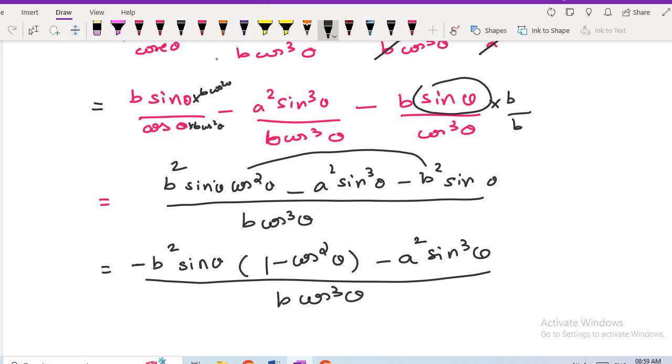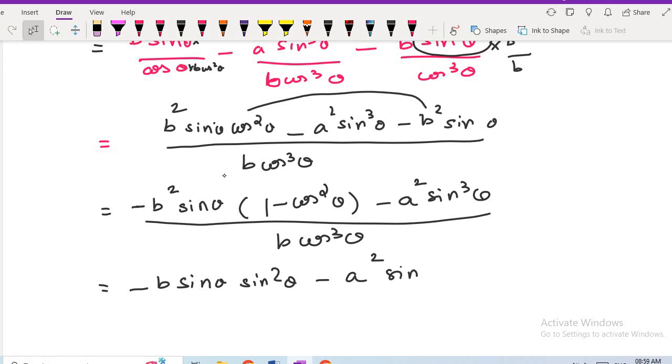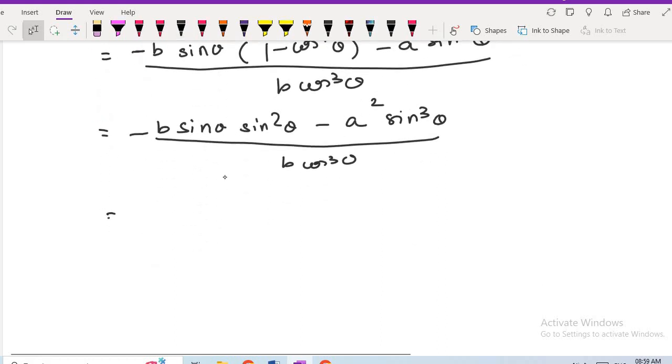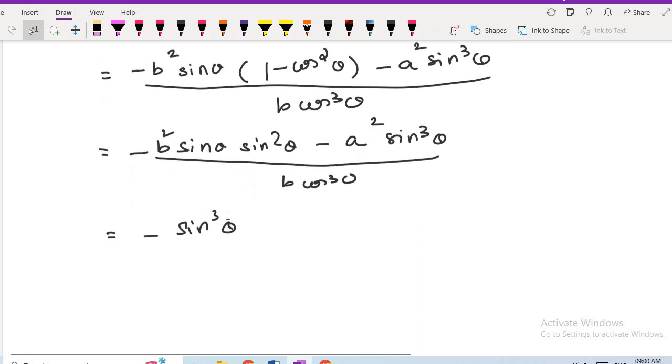So what is 1 minus sin square theta? 1 minus sin square theta is cos square theta. 1 minus cos square is, again, sin square theta, minus a square sin cube theta, divided by b cos cube theta. In this we can take minus sin cube theta outside. I think in this b also, while writing I wrote 1 b square, in terms of b I wrote it wrongly, so write carefully.